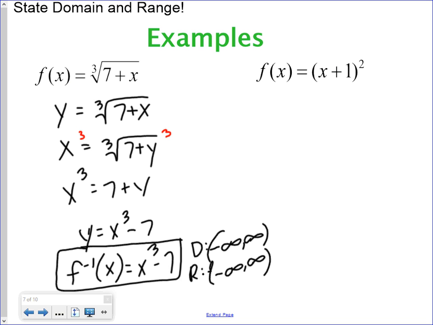And remember that domain and range should really just be switched from the original function to the inverse function. So we would expect domain and range of our original problem to also be all real numbers for both, which it is. A cube root function, if you remember from algebra 2, also has domain and range of all real numbers.